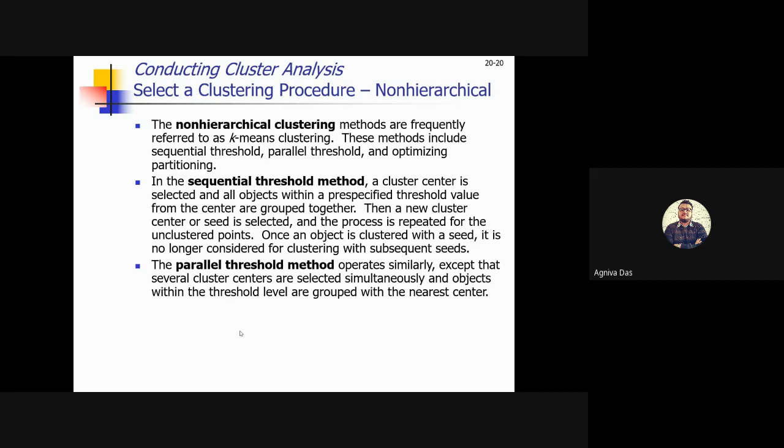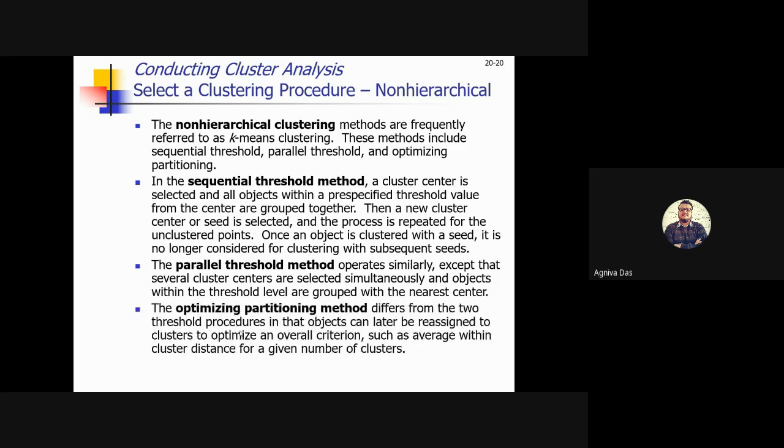There is another method called the parallel threshold method. It operates similarly, except that several cluster centers are selected simultaneously, and objects within this threshold level are grouped to the nearest center. And then there is the optimizing partitioning method, which means you are partitioning them and trying to find the best kind of partition, so that overall, the criterion is optimized.